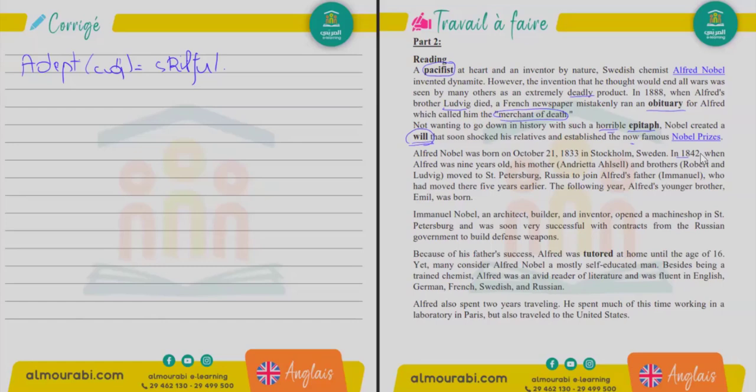Next one. Immanuel Nobel, an architect, builder, inventor, opened a machine shop in St. Petersburg, and was soon very successful with contracts from the Russian government to build defense weapons. Because of his father's success, Alfred was tutored.